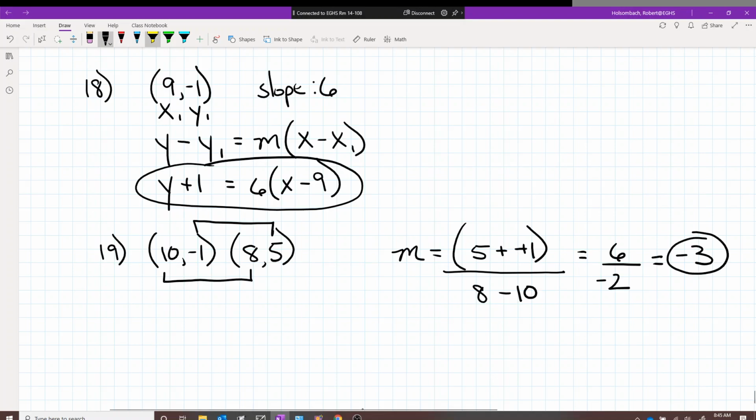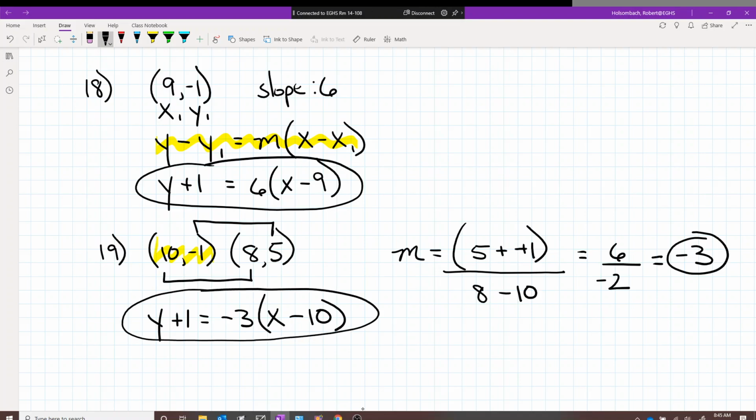So now we're going to use this formula again, this point slope form. And we're going to use this point because all of the answer choices used the 10 and the 1. So we're going to go y and then the opposite of our y value. So it becomes y plus 1 equals the slope, which is -3, times the letter x and then the opposite of your x value, which would be -10. So there's your equation in point slope form for a line that goes through the 2 given points.